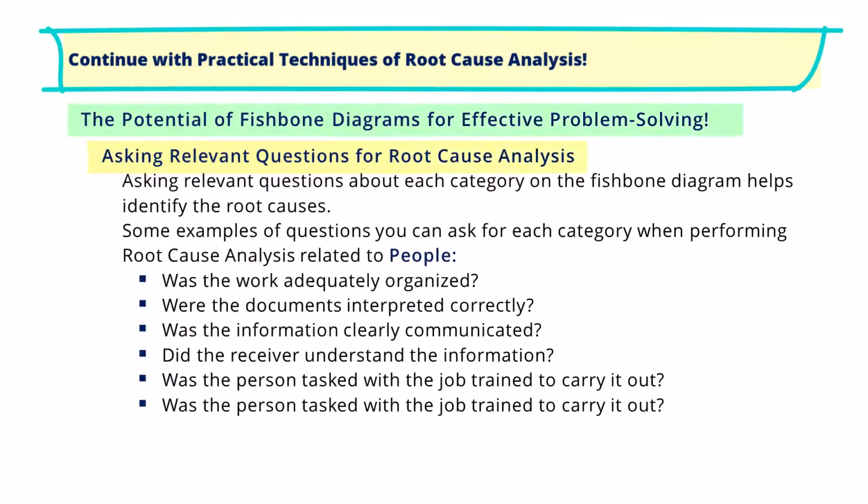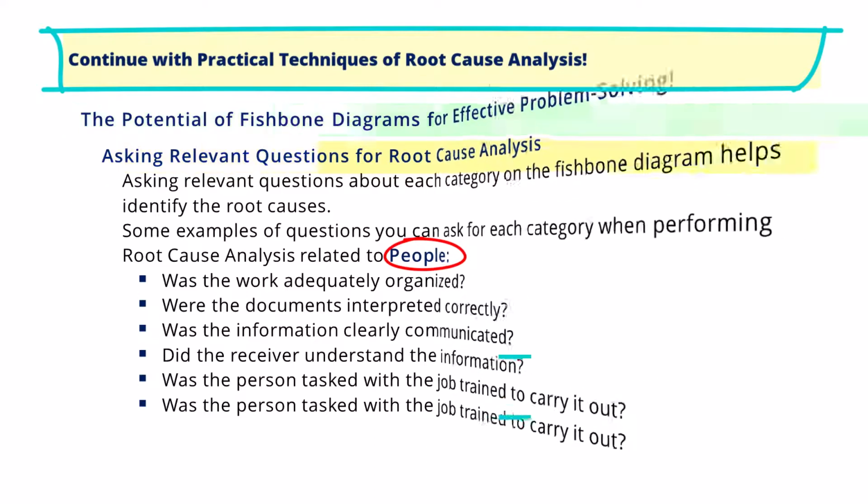Asking relevant questions for root cause analysis. Asking relevant questions about each category on the fishbone diagram helps identify the root causes. Some examples of questions you can ask for each category when performing root cause analysis related to people. Was the work adequately organized? Were the documents interpreted correctly? Was the information clearly communicated? Did the receiver understand the information? Was the person tasked with the job trained to carry it out?